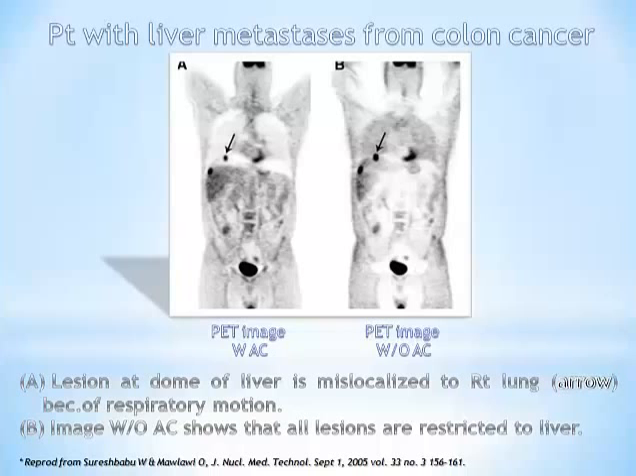As you can see here, in the corrected PET image, the focal area is showing as if it is at the base of the lung, and this is actually mimicking a lung nodule. While in the other one, without the attenuation correction being applied to the PET image, we can see it is at the dome of the liver.